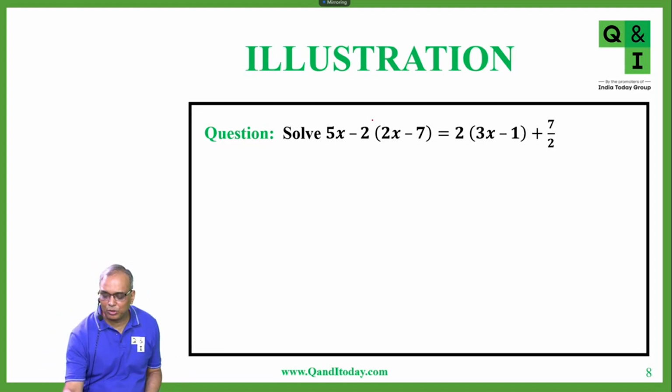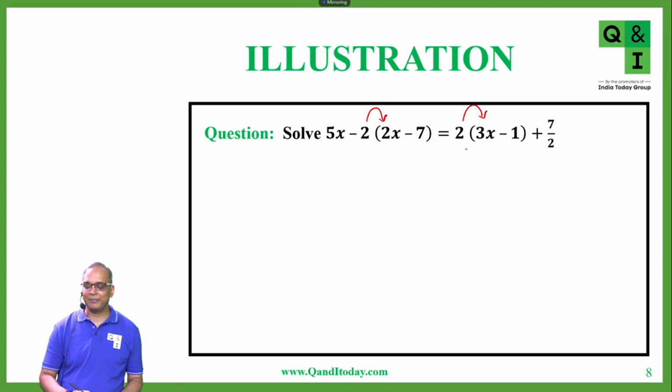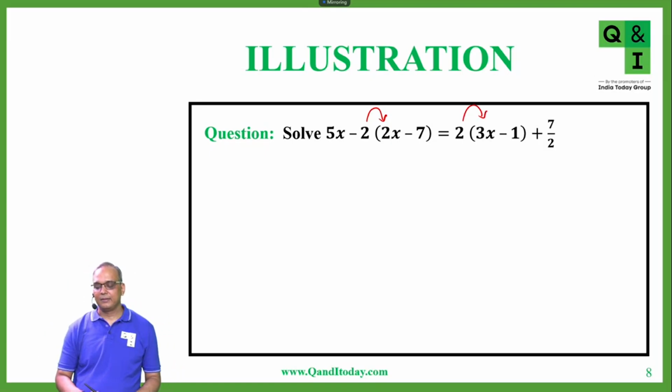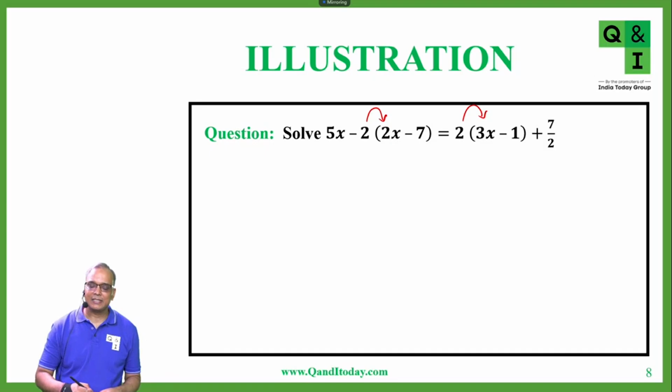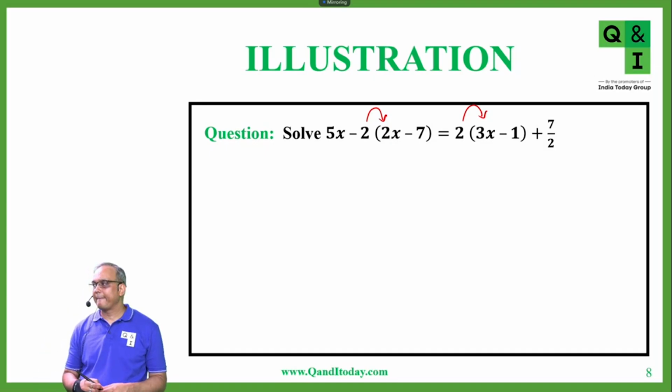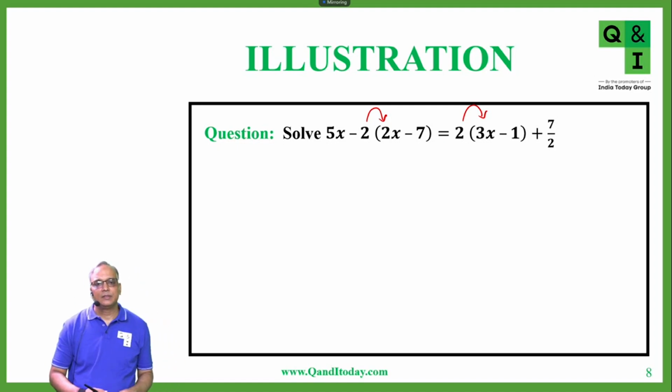So first step should be to open these brackets. Take 2 inside the bracket, and here also take 2 inside the bracket. So 2 will get multiplied to 2x and 7 both, and similarly 2 will get multiplied to 3x and 1 both, in both LHS and RHS. Try to do the problems fast, so that you improve your time management skills as well in the class.